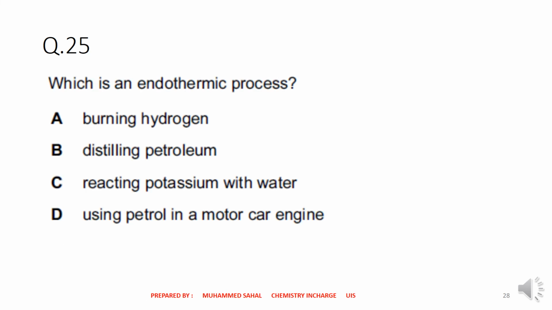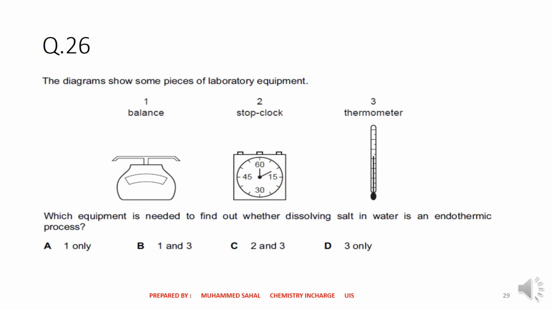Which is an endothermic process? Option B. The diagram shows some pieces of laboratory equipment. Which equipment is needed to find out whether dissolving salt in water is an endothermic process? Answer D.